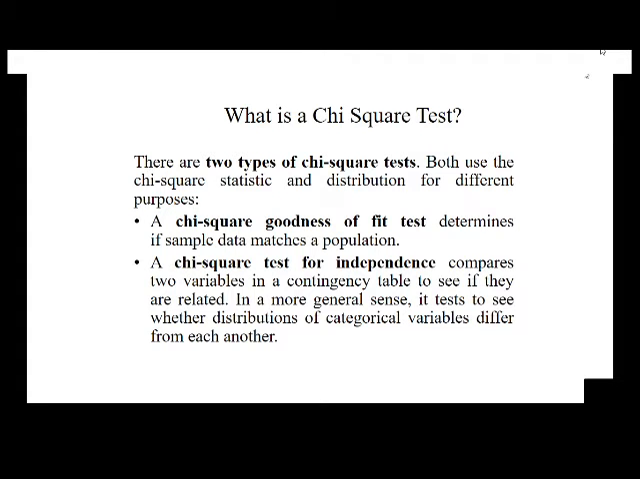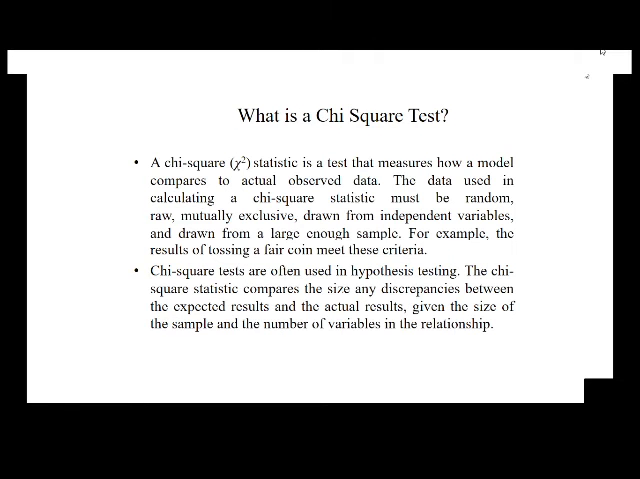What is chi-square test? There are two types of chi-square test. Both use the chi-square statistic and distribution for different purposes. A chi-square goodness of fit test determines if the sample data matches a population. A chi-square test of independence compares two variables in a contingency table to see if they are related. In a more general sense, it tests whether the distributions of categorical variables differ from each other.